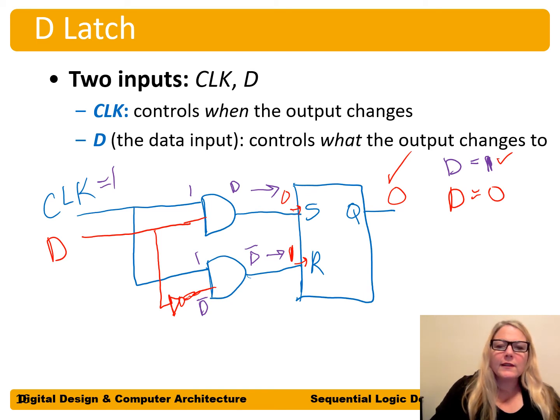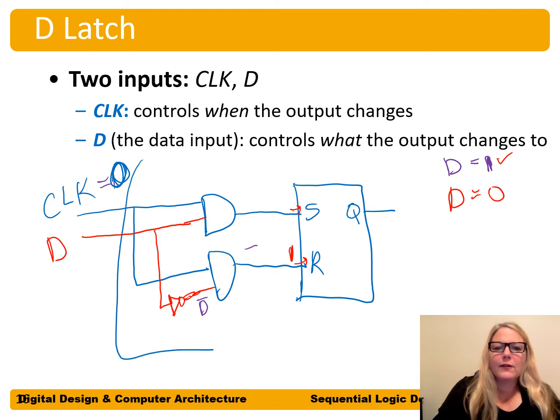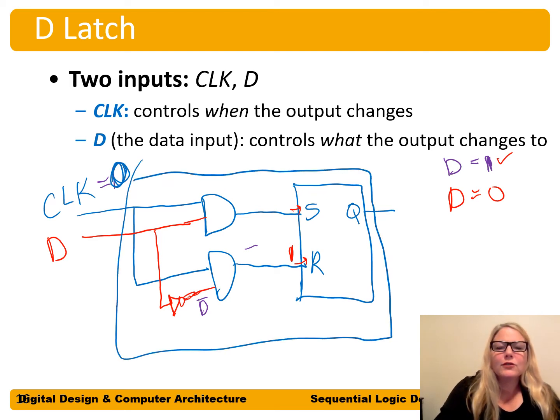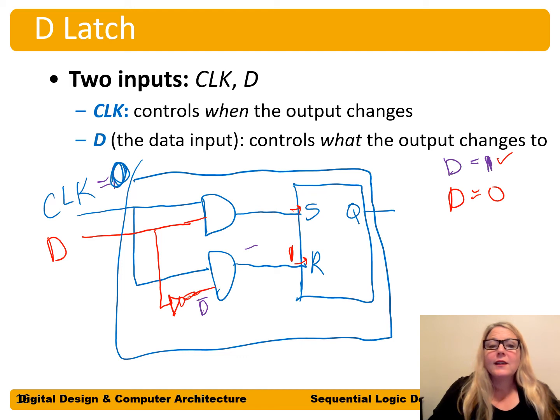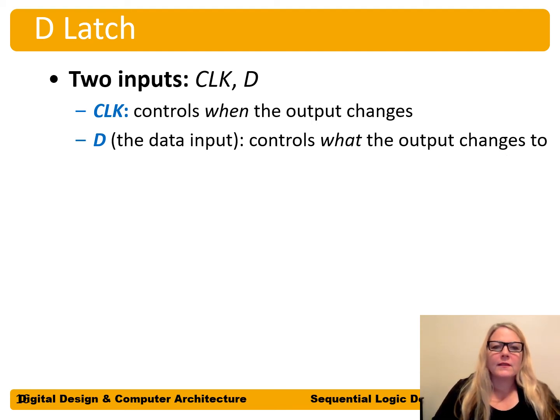So essentially when clock is equal to 0, it just retains its state. When clock's equal to 0, this D latch, right, if we now enclose this into a larger box, this D latch retains its state. When clock is equal to 1, however, D just passes through to the output Q.